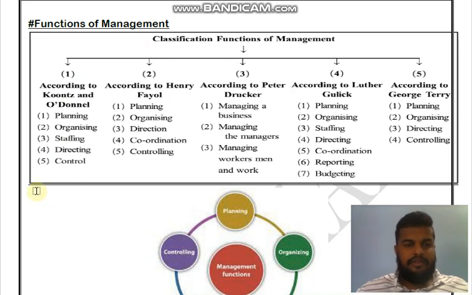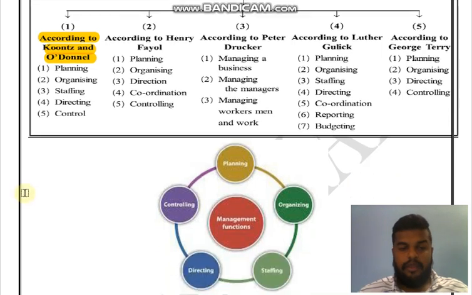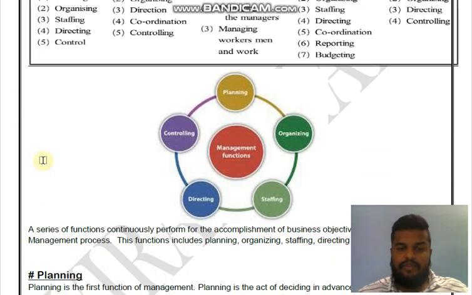Okay, students. As in the previous part, we have already studied the functions of management in brief. As per the different management gurus, there are different functions of management. But the most popular one is according to Koontz and O'Donnell, which is a five-step process starting from planning, organizing, staffing, directing, and finishing up at control. Now let us get a brief knowledge of this, as these five topics are covered as full chapters in our syllabus, from chapter number 3 to 7. So let us just have a brief knowledge of it.